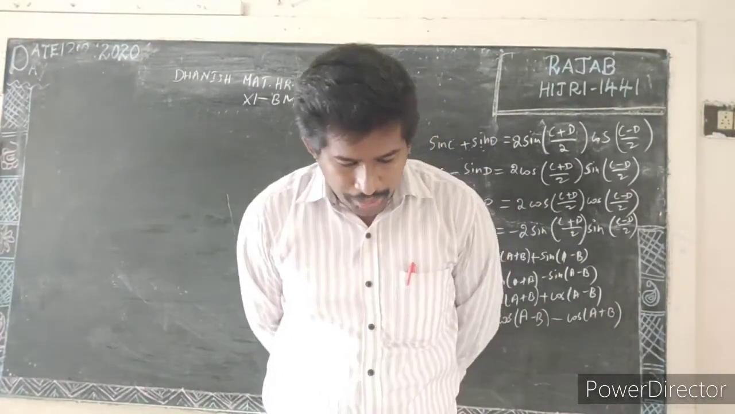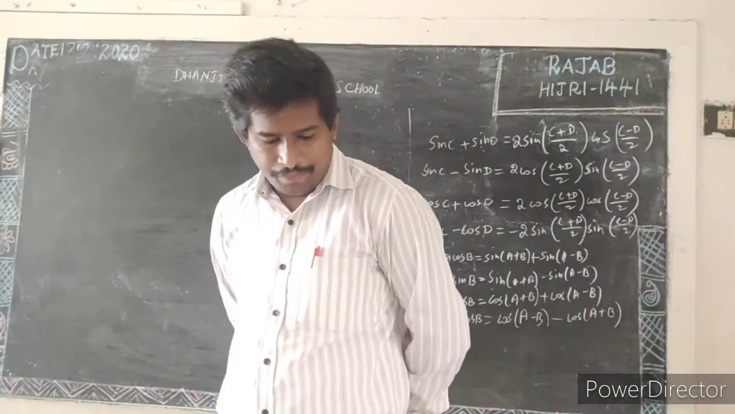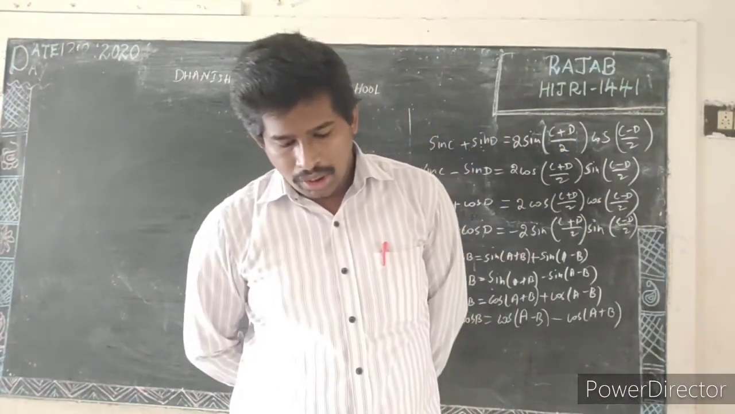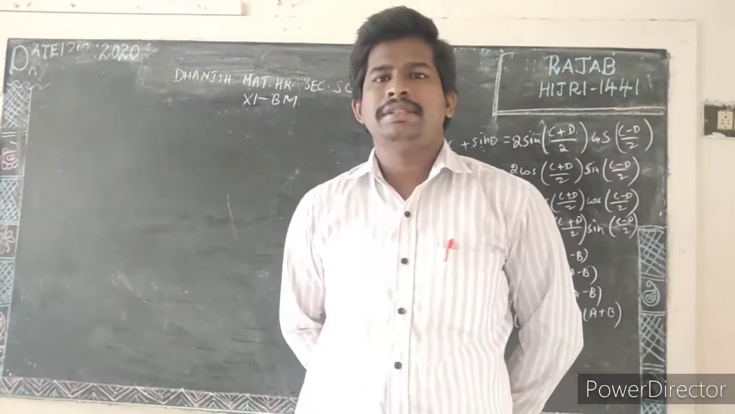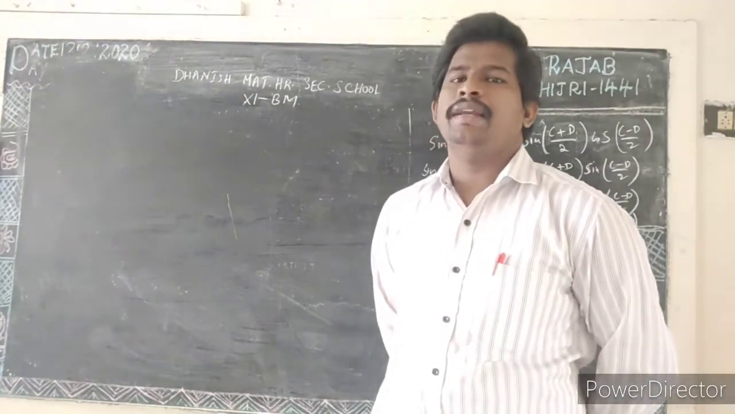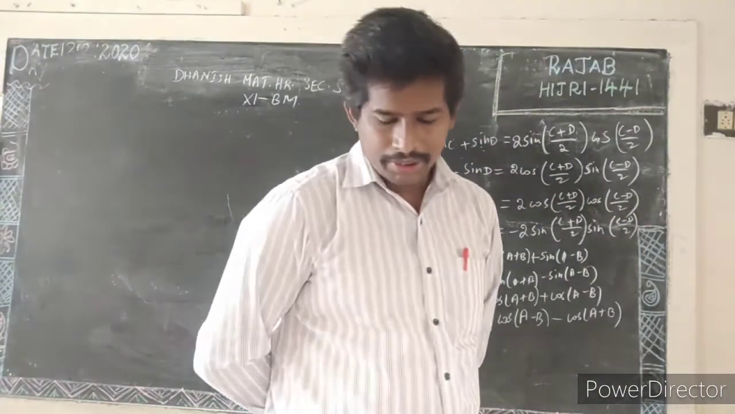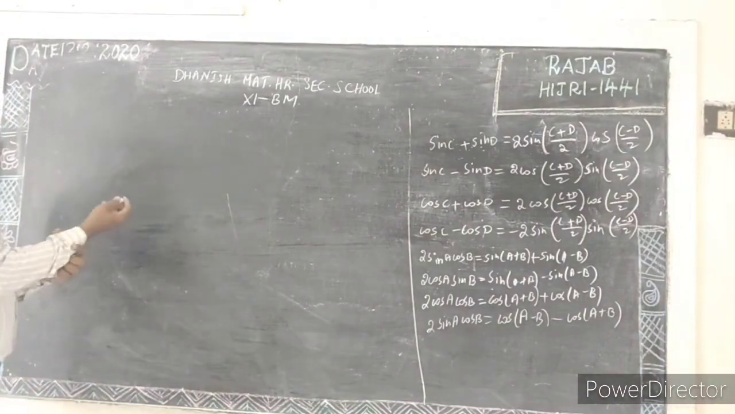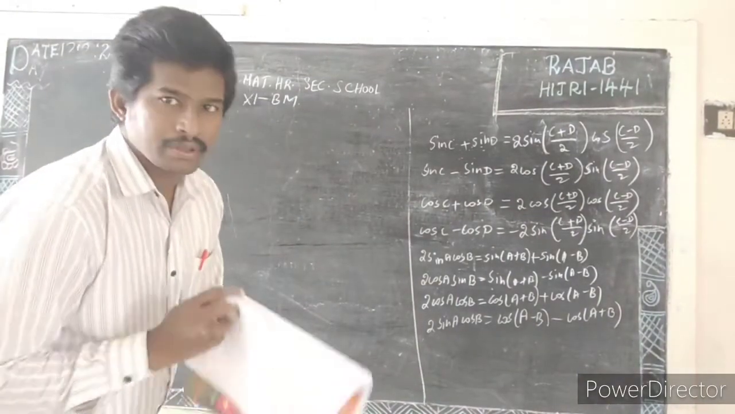Express each of the following as the sum or difference of sine or cosine. Here we are going to express the given term as sum or difference of sine or cosine. What's the given?